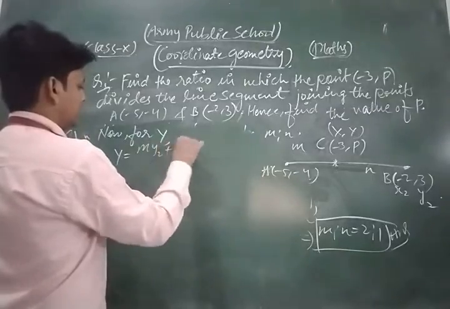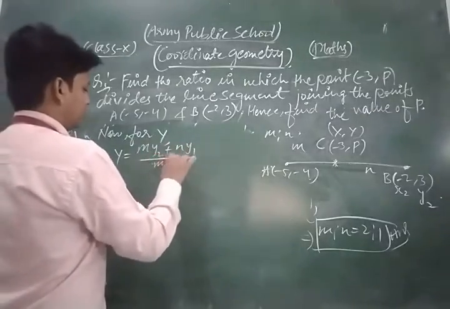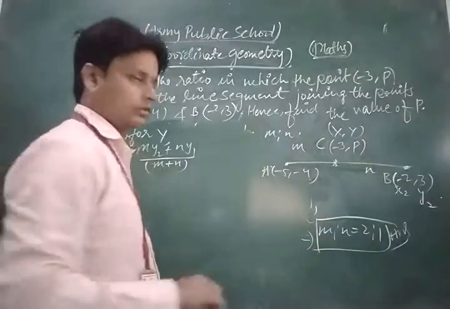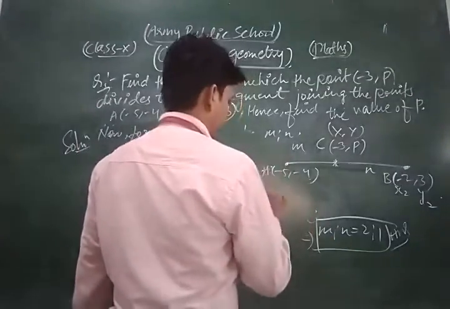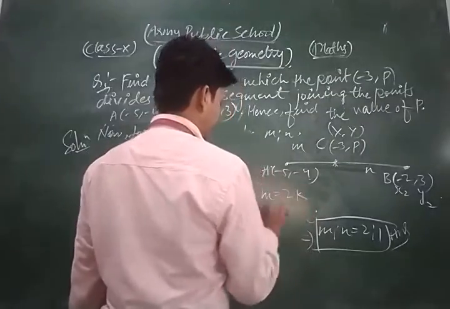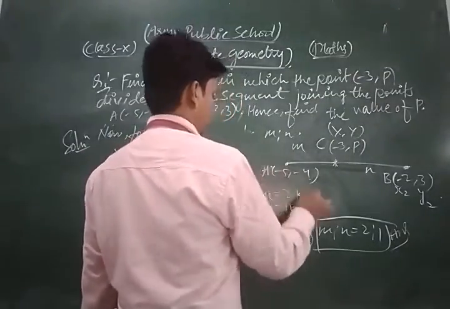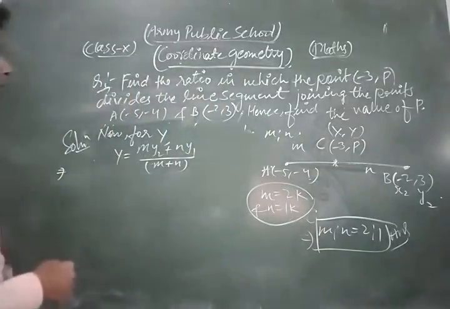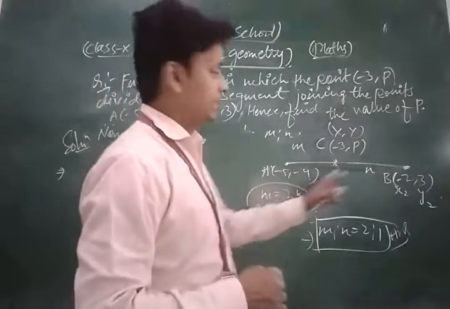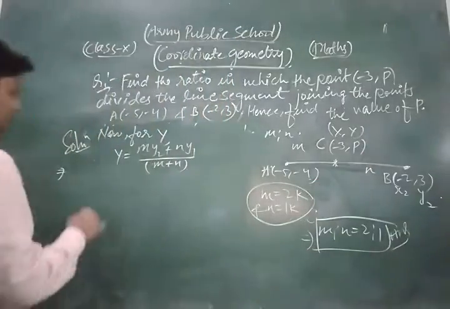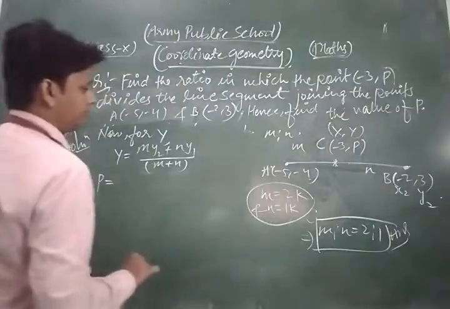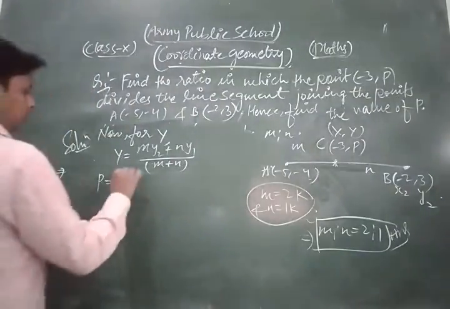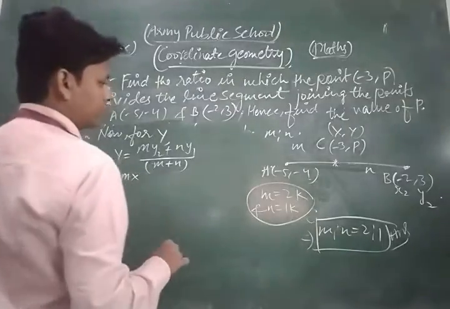My2 plus ny1 upon m plus n. Now we have the ratio, we have the required ratio. We take m is equal to 2k and n is equal to 1k respectively. Now look, y. So for here the value of y is what? P. So here we write p is equal to m, and y2 is m into y2 is what?